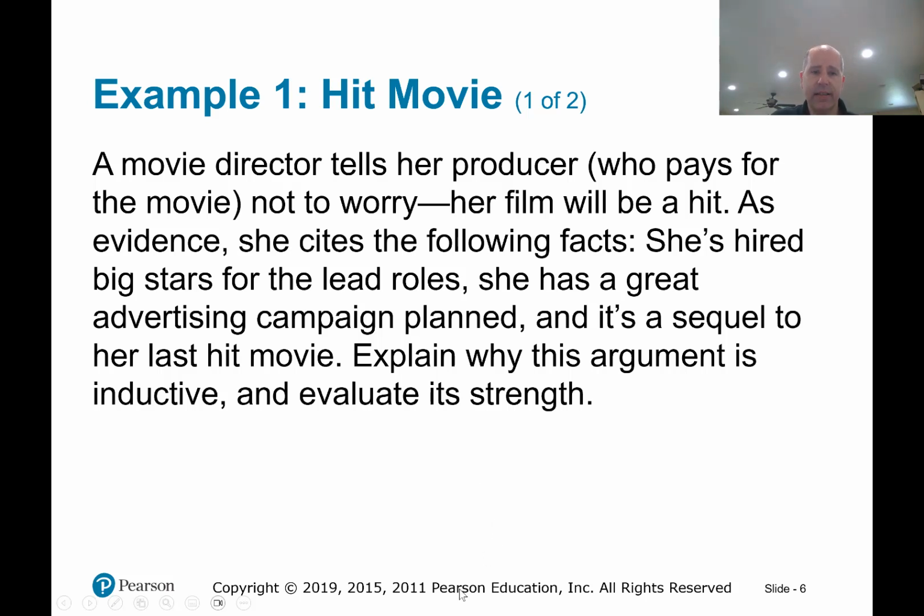So let's look at this example. It says a movie director tells her producer, who pays for the movie, not to worry. Her film will be a hit. As evidence, she cites the following facts. She hired big stars for the lead roles. She has a great advertising campaign planned, and it's a sequel to her last hit movie. Explain why this argument is inductive and evaluate the strength.